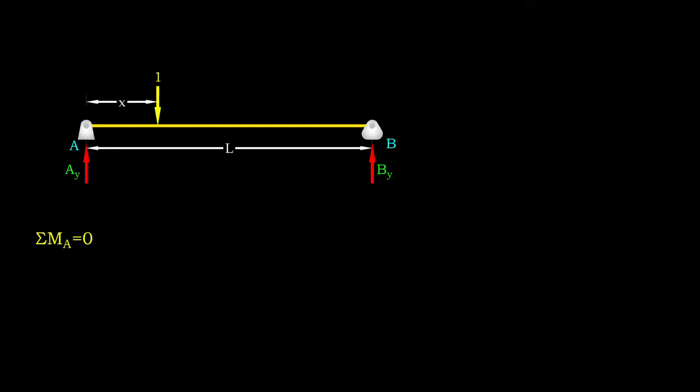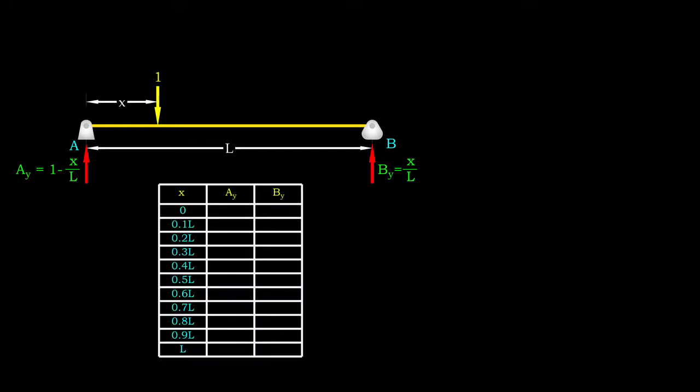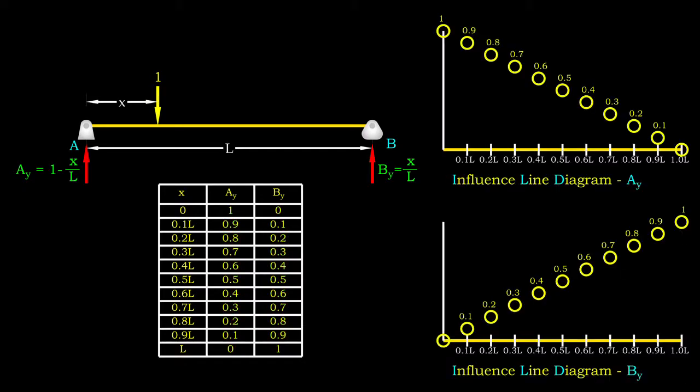By taking moment about point A, a function of By with respect to x is produced out of the equilibrium equation. Then, by taking equilibrium in the y direction, we obtain a function for Ay. With these functions, we are good to construct influence line diagrams for reactions Ay and By. Let's express x as a fraction of L, and we obtain the values of Ay and By for various x. By plotting the points and joining them, we have successfully developed the influence line diagram.